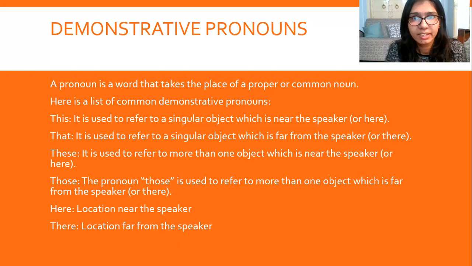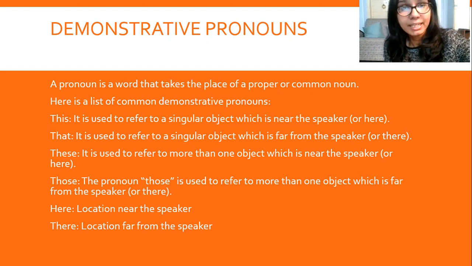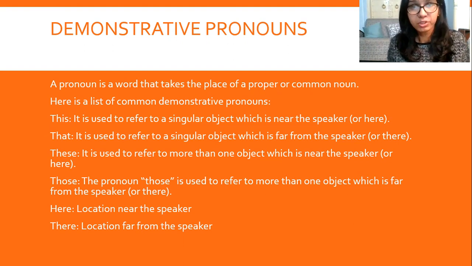Now we have the demonstrative pronouns. A pronoun is a word that takes the place of a proper or common noun. Here's a list of common demonstrative pronouns. This is used to refer to a singular subject which is near the speaker, or here. For example, this is my book. Or we'd say, this is my candle holder. So anything that's here around me is referred to by this. That is, it refers to a single object which is near the speaker or here.